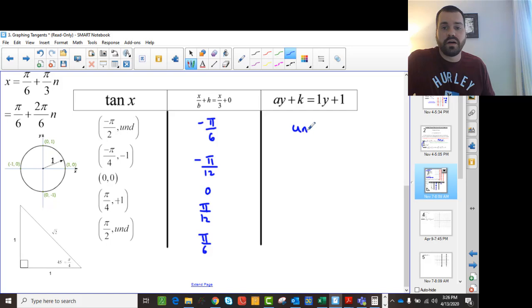So we can't add anything to undefined. It just stays undefined. But minus 1 plus 1 is 0. 0 plus 1 is 1. 1 plus 1 is 2. And undefined goes back to undefined. All right? And then you just plot those points.